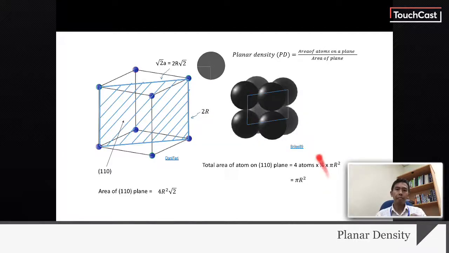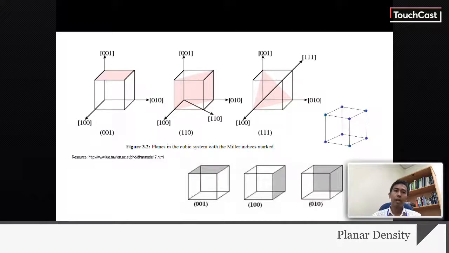The planar density is defined as PD equals the area of atoms on a plane divided by the area of the plane. So the PD for the 100 plane is 0.56.